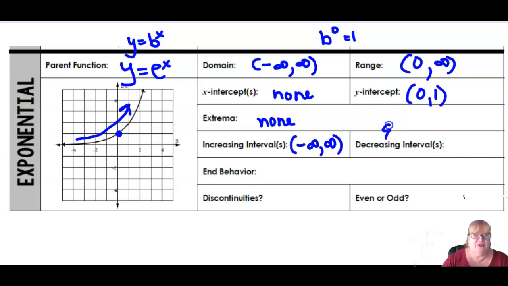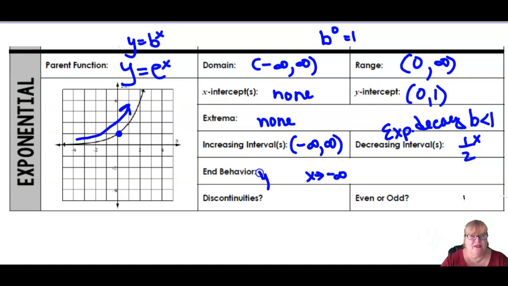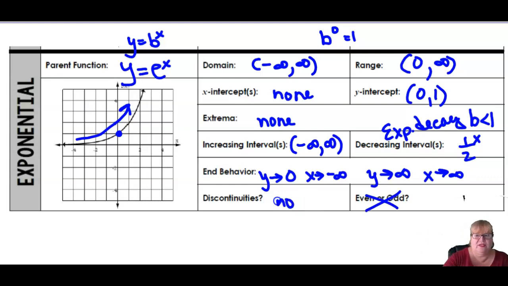If it was an exponential decay, where b was less than 1, so you had like 1/2 to the x, then the whole thing would be decreasing. Again, we have a whole separate chapter on this stuff. So end behavior, just reviewing what we've been working on, the left end is getting closer to 0, but the right end is going up forever. It is neither even nor odd, and it has no discontinuities.